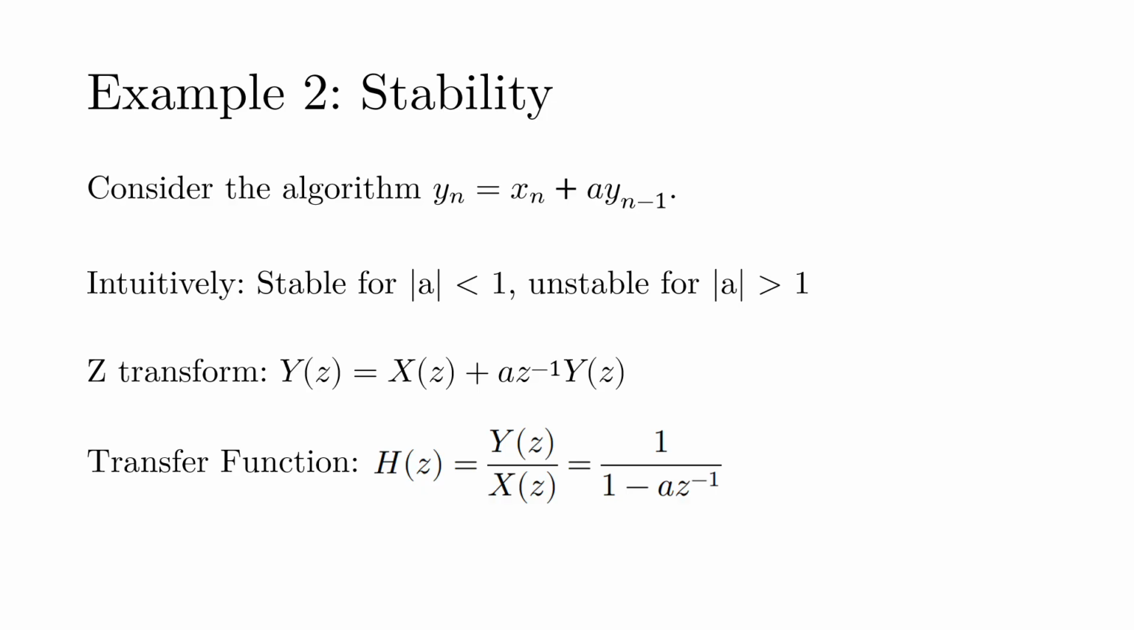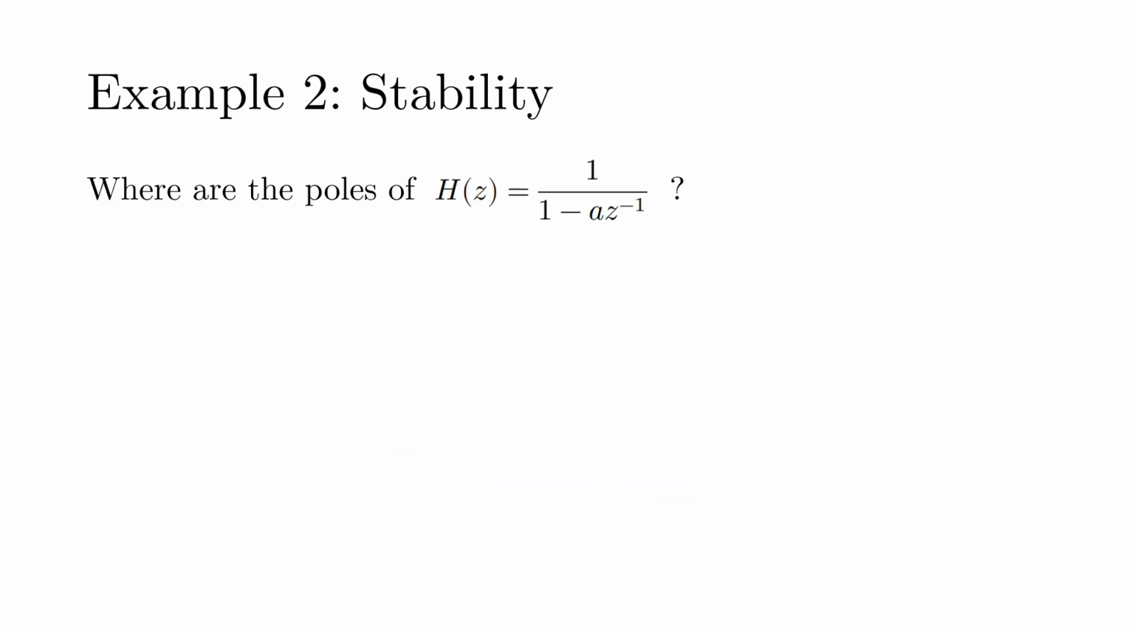To find out if the algorithm is stable, I would now like to look for where the poles of this transfer function are. That is, where this transfer function is infinity, or in other words, where the denominator of this fraction is 0, because that's where the poles are. And you can easily check that this is the case at z = a. If you plug z = a into this fraction, you'll get 1 over 0, which is a pole.